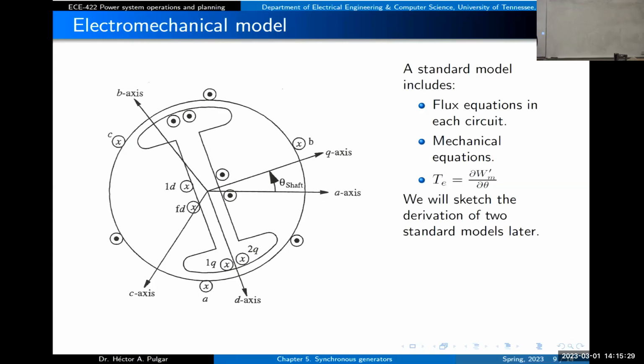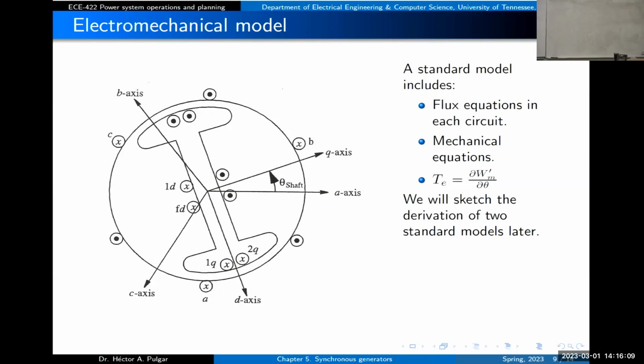So in the machine in general, we're going to have to derive all the electrical equations for these windings. You will have an equation for phase A in the stator, phase B in the stator, phase C in the stator. You need an equation for the field in the rotor, the one that is going to provide the flux in the rotor, and the equations for the dampers. So you will have 7 circuits that you need to formulate your electrical equations.